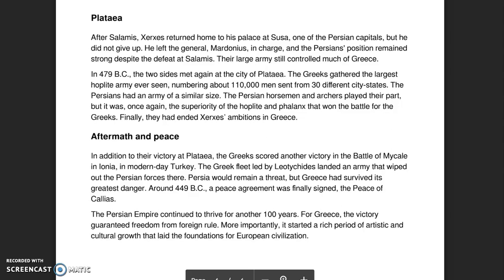Around 449 BC, a peace agreement was finally signed, the Peace of Calais. The Persian Empire continued to thrive for another 100 years. For Greece, the victory guaranteed freedom from foreign rule. More importantly, it started a rich period of artistic and cultural growth that laid the foundations for European civilization.